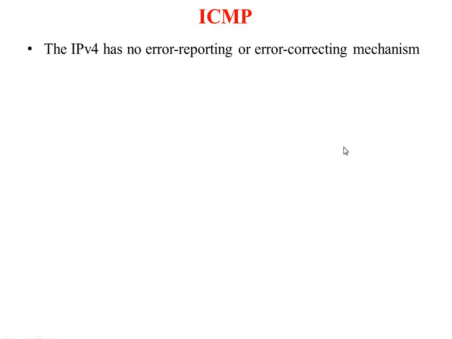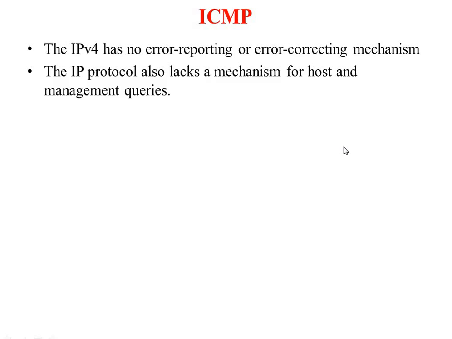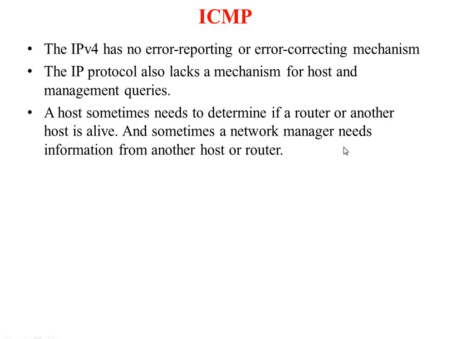That is called ICMP, Internet Control Message Protocol. IP also lacks a mechanism for host and management queries. So you will not know whether the next host to whom you are sending is active or alive. Such queries are taken care of by this protocol called ICMP. A host sometimes needs to determine if the router is alive or not, and the network manager needs information from other hosts or routers.